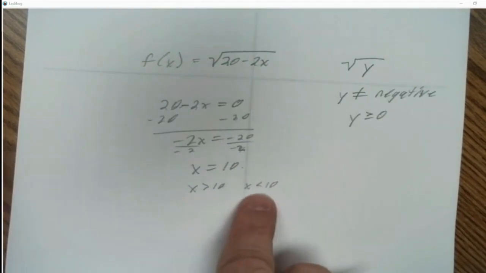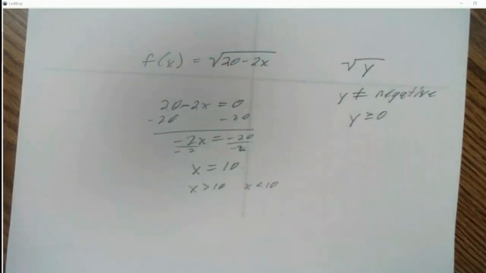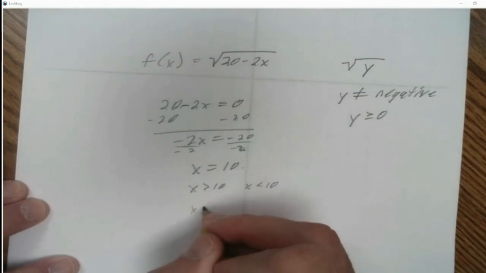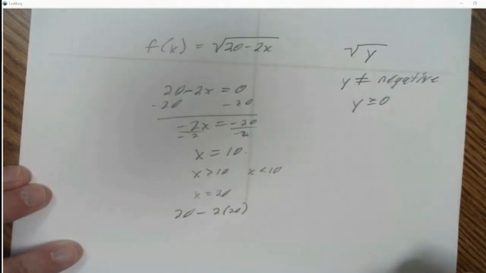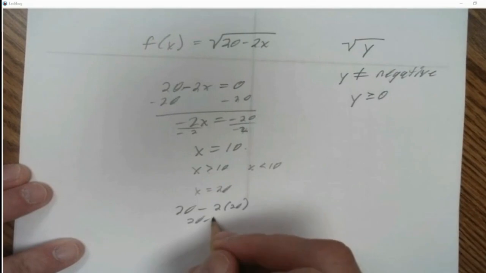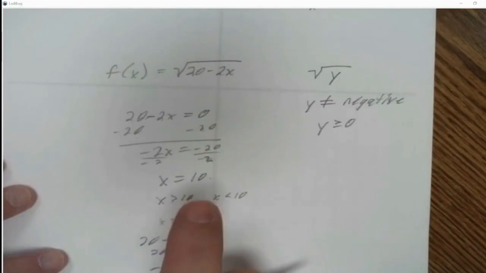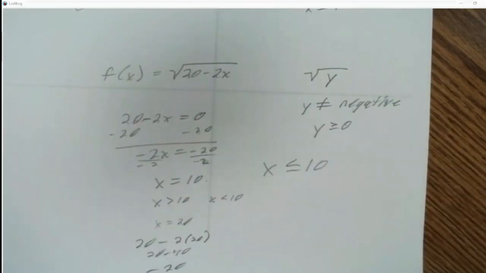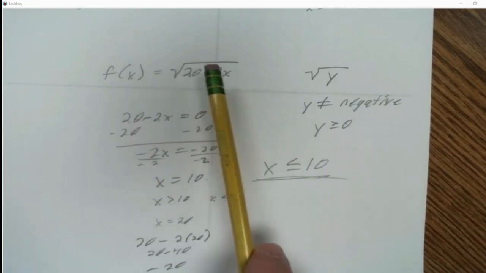Let's say if x is smaller than 10. Let's say if x is 5. 20 minus 2 times 5. 2 times 5 is 10. So that'd be the square root of 10. That's a valid number. If x is larger, let's say x is 20. Let's pick one. Just pick. So 20 minus 2 times 20 is 20 minus 40. That's negative 20. We cannot take the square root of negative 20. So that means if it's bigger than 10, it's not going to work. So x has to be less than or equal to 10. That's our domain. Any x that is 10 or smaller will work in here.